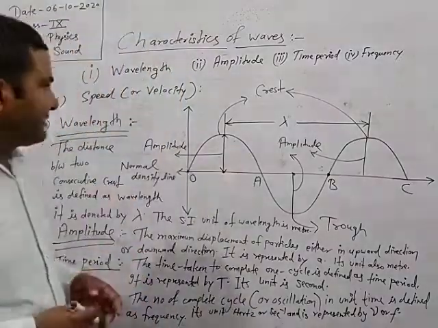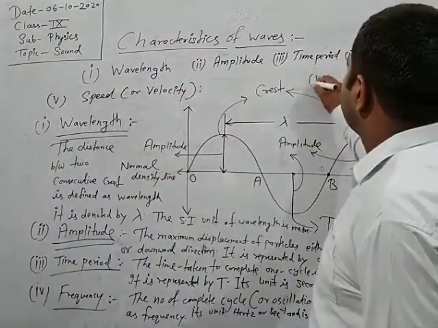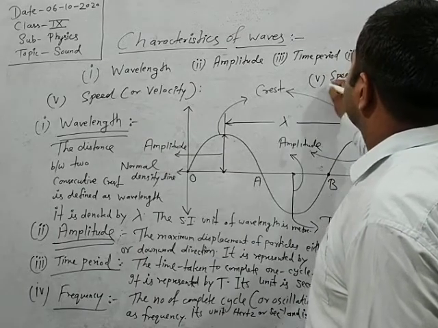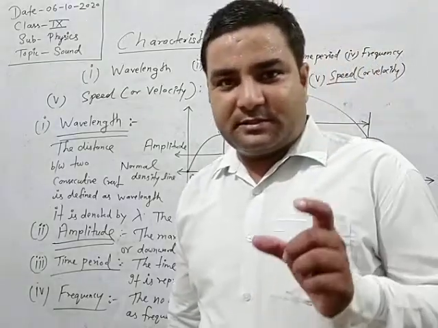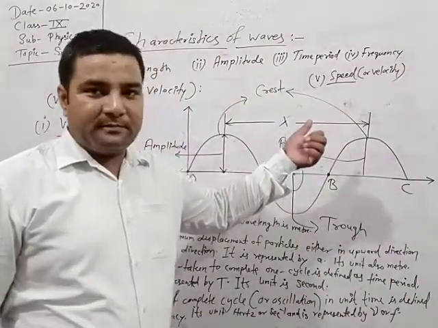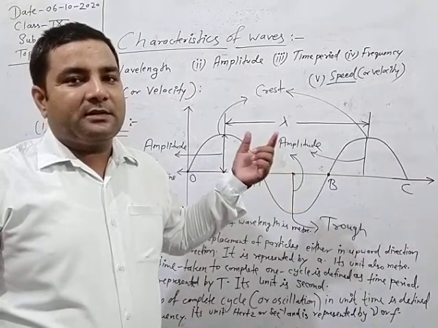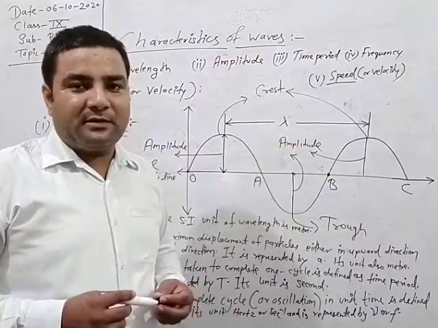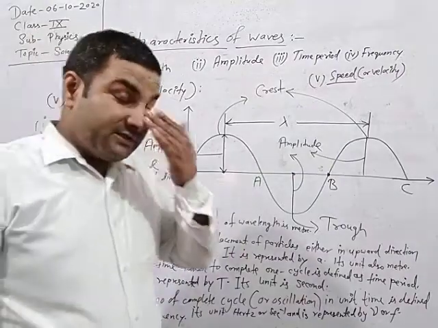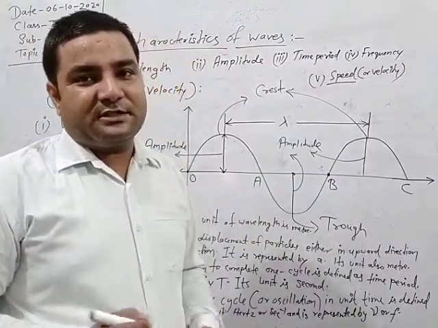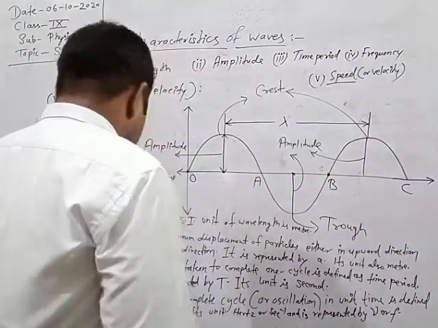So all these five characteristics are very easy, just revise them one time and everything will be clear. And the last one, the fifth, is speed or velocity. It is defined as the distance, and here distance means wavelength. The wavelength covered in a given time interval is defined as speed. I will say that the time rate of change of distance is defined as speed. Very simple, the concept of the definition.